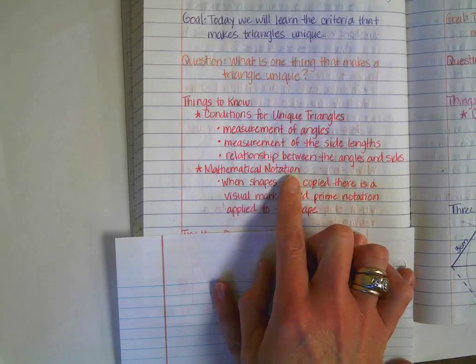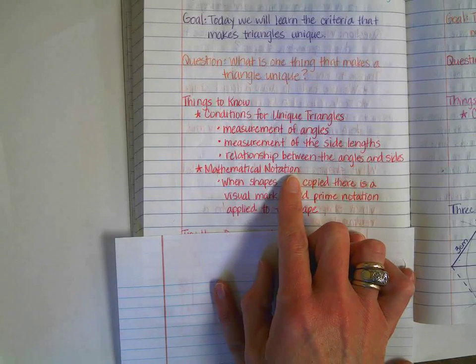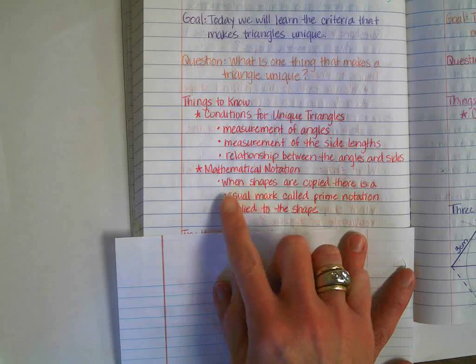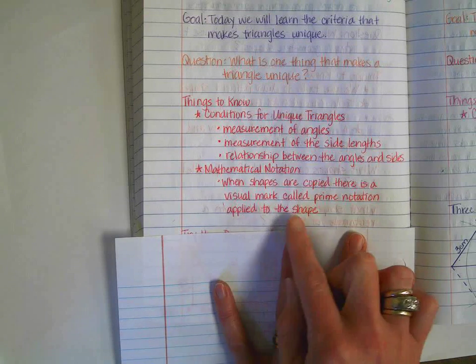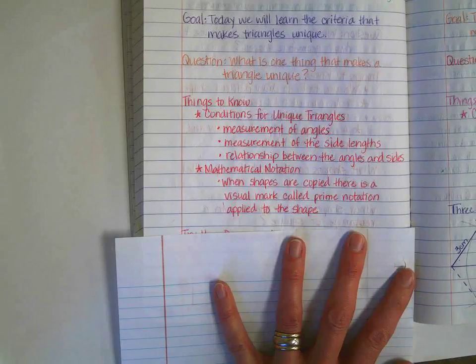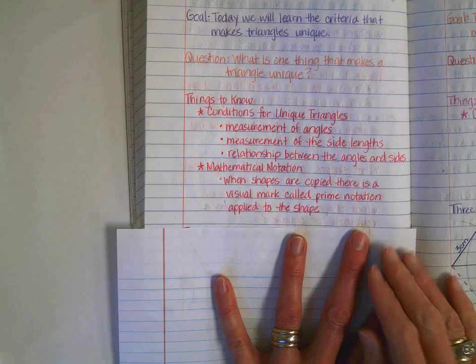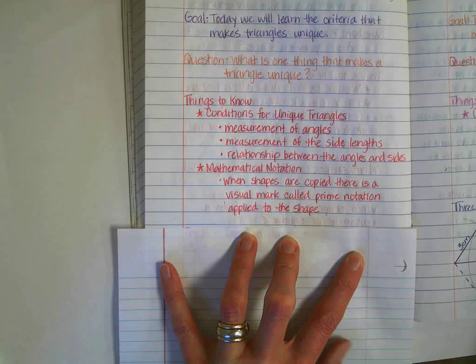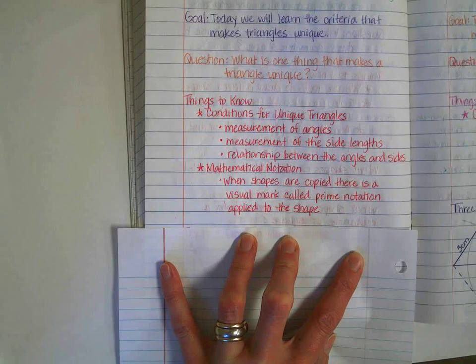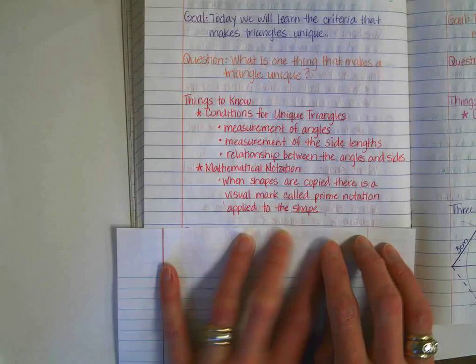The mathematical notation that you need to understand when you're trying to decide if triangles are unique is this: when shapes are copied, there is a visual mark called prime notation applied to the shape. So if you are making a copy of one triangle, you need to have special notation to do that. We're going to learn about this in class when we do some practice problems. But there are certain conditions that make a triangle unique.